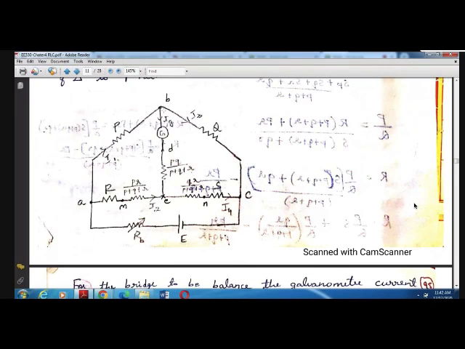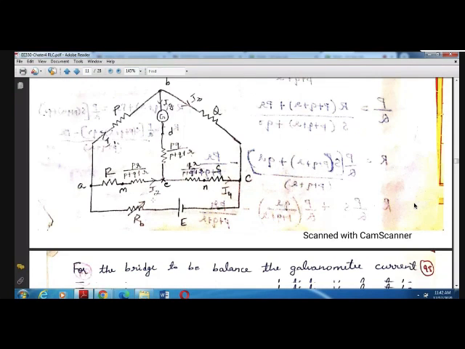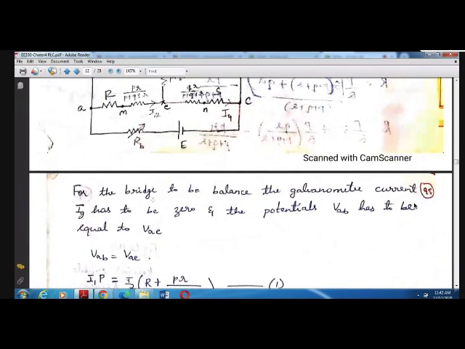That is, the potential difference between B and D we take as 0. So then the same thing will be coming here, considering that VAB is equal to VAE, and we keep that and substitute the values.